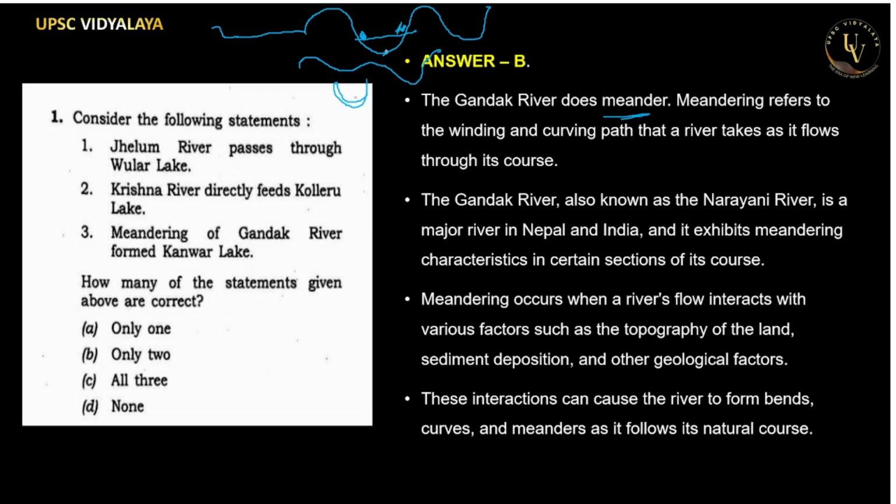What you need to understand is that the majority of Himalayan rivers do meander. Just like that, the Gandak River is known as Narayani. It is a major river in Nepal and India, and it has its course in Nepal. So we can easily understand that Gandak River does meandering and Kanwar Lake is formed. So according to me, option B is correct.